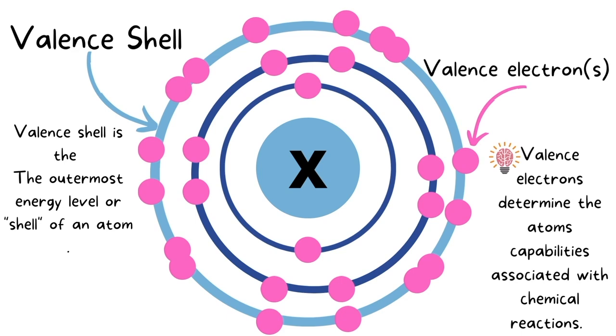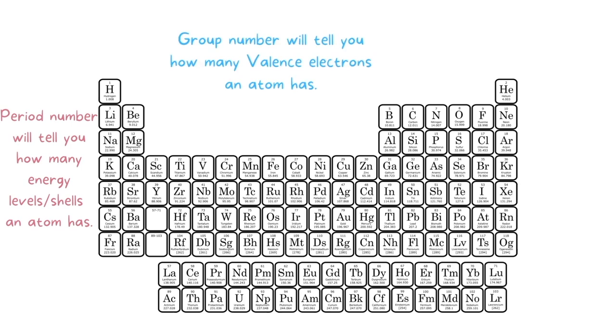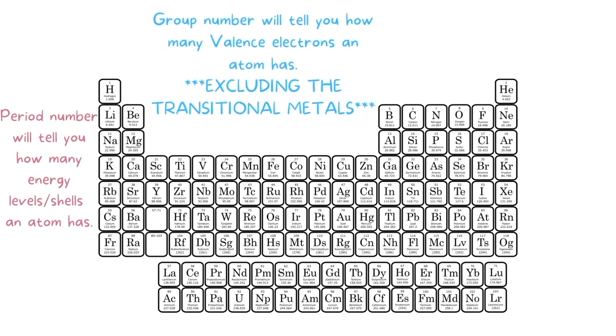It's very useful to have a quick reference to the number of valence electrons an atom might have. So if we look at the periodic table, we have 2 important parts here. First, we have the period number, which is going to tell you how many energy levels or shells an atom has. Then we have the groups, which is going to tell you how many valence electrons an atom is going to have. And unfortunately, this is excluding the transitional metals. The transitional metals are just not as predictable.